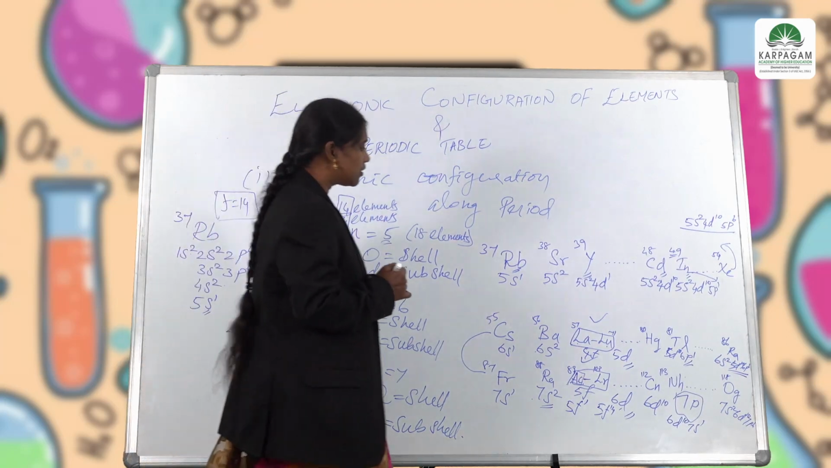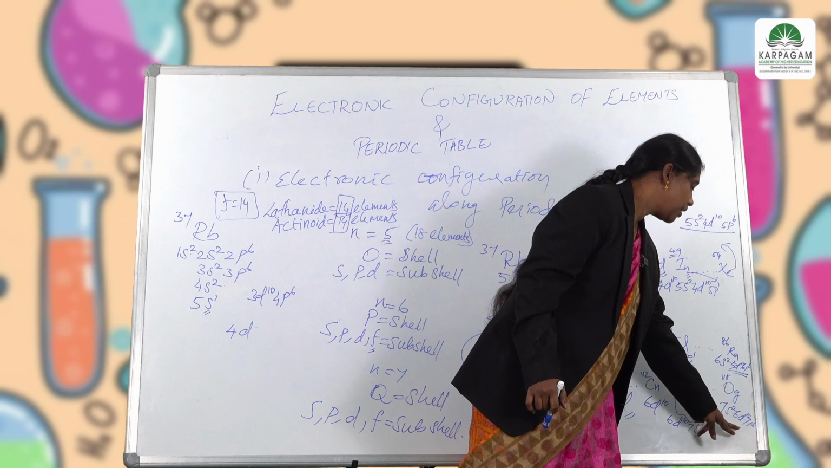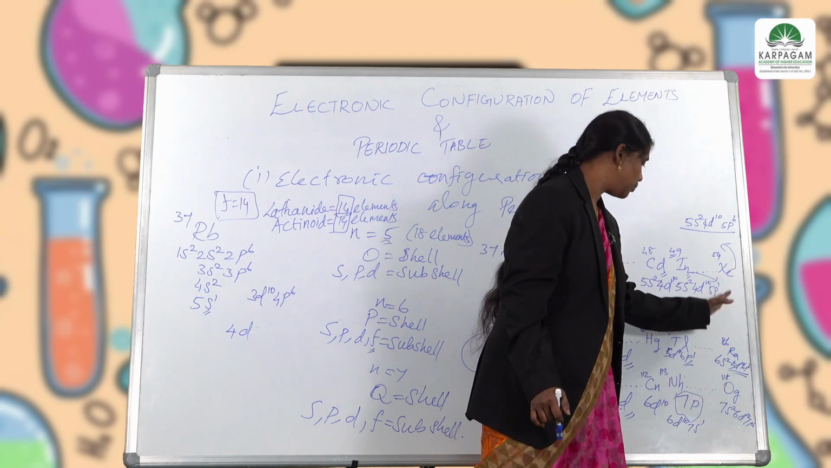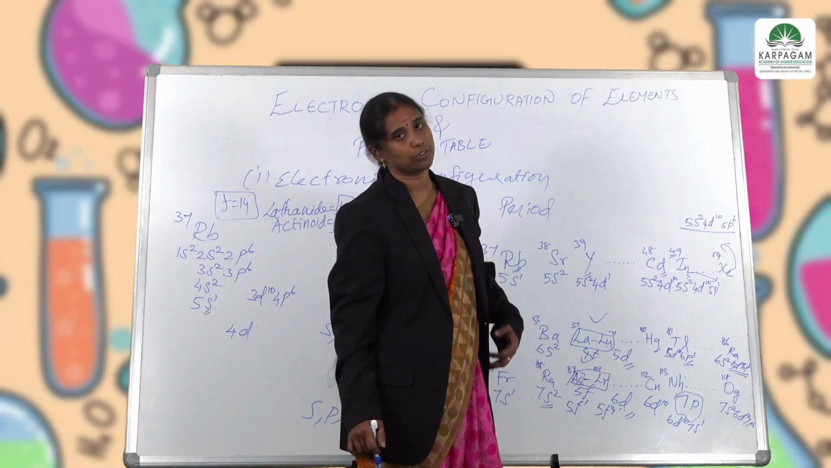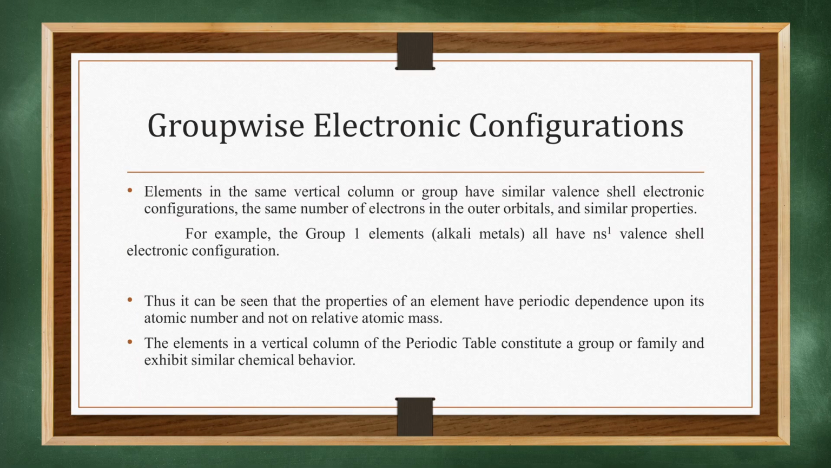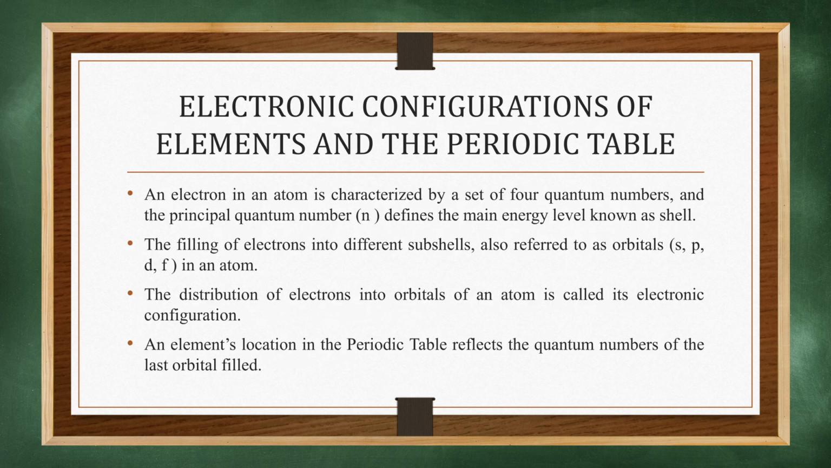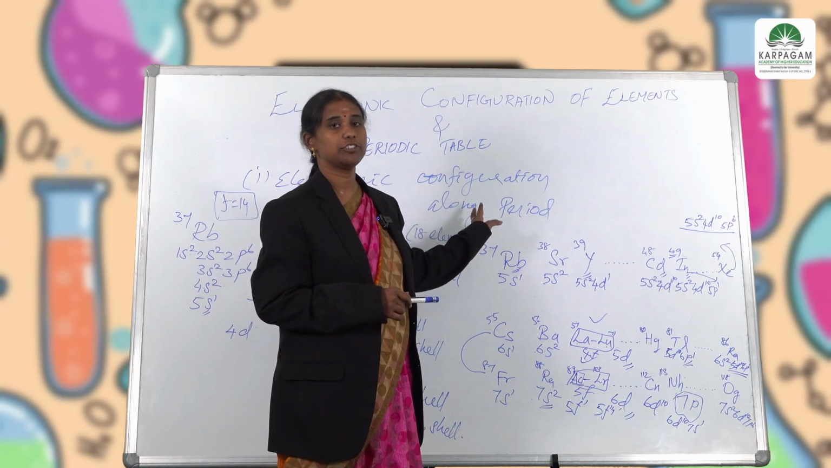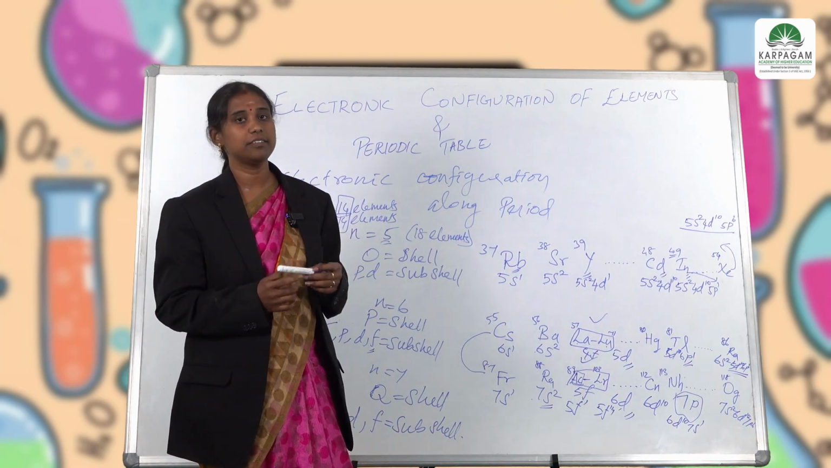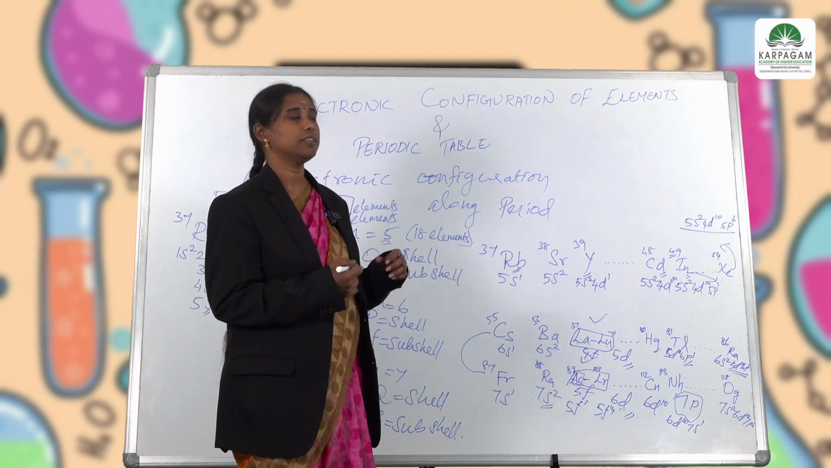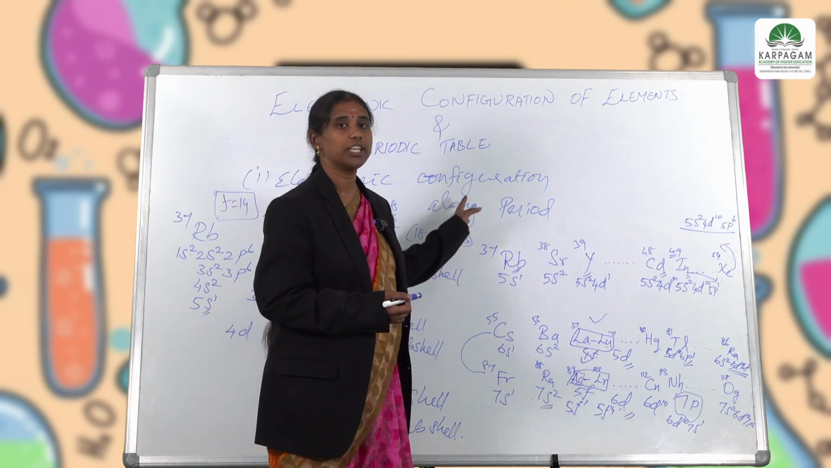Here oganesson also has a complete shell of electrons, so that's why it is placed under the noble gas group. So the last group elements are considered noble gases because of completely filled orbitals. So today we see the electronic configuration of elements in the periodic table, the electronic configuration along the period, which we saw in detail. In the next class we will see the electronic configuration along the group.